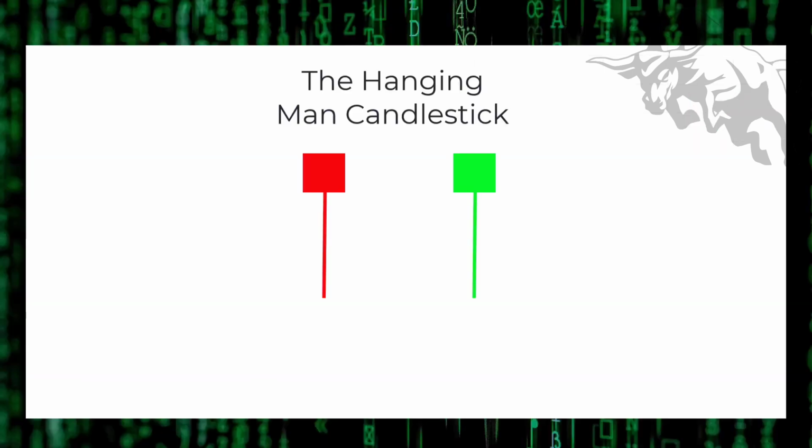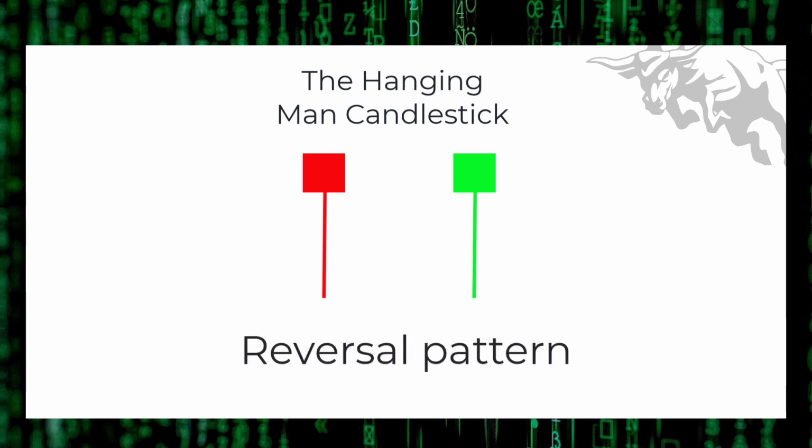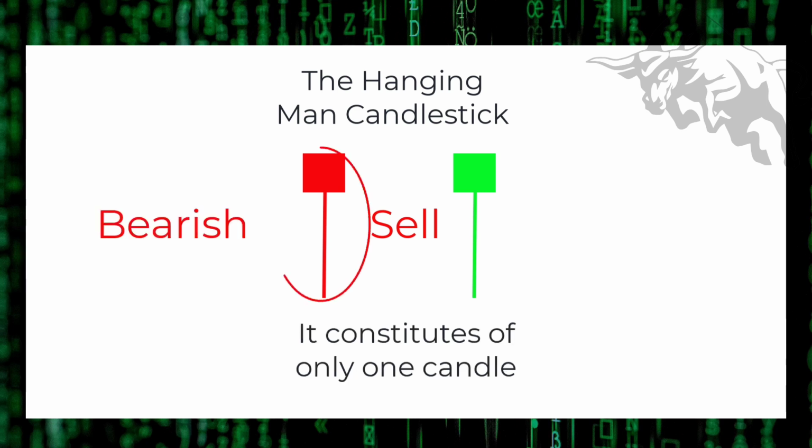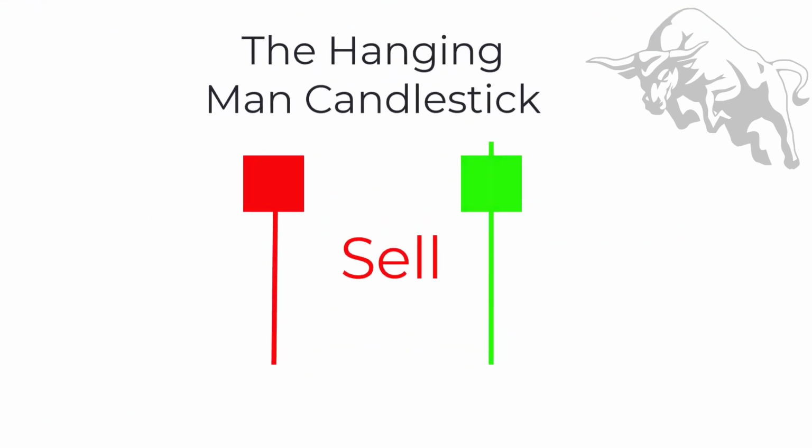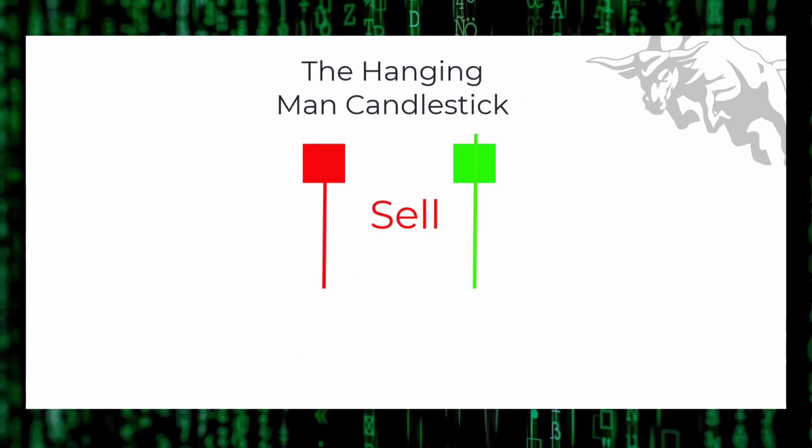Next is the hanging man candlestick. It's a reversal pattern and a sell signal, and it consists of either one bearish or one bullish candle. Nevertheless, the candle has a small body with a wick below it that is at least 2 times the length of its body, while the wick above it is either very small or does not exist. This pattern shows up at the end of an up move and signals a possible reversal.